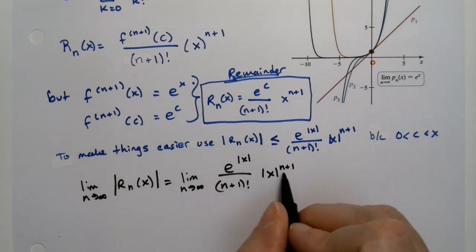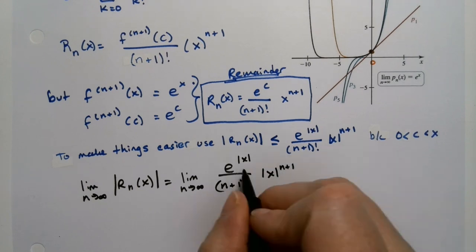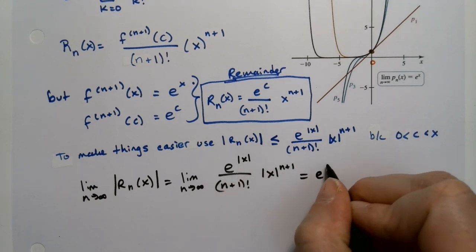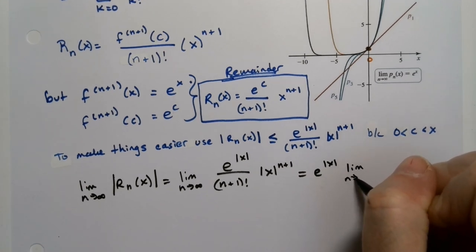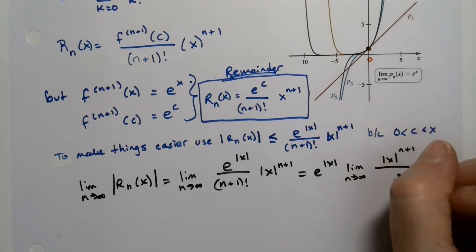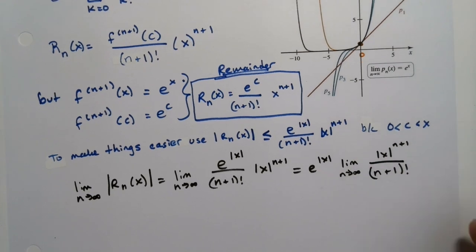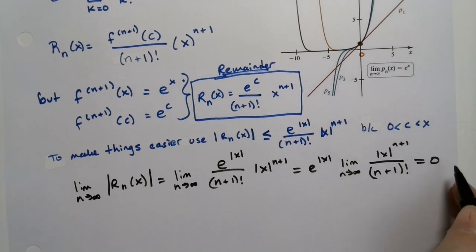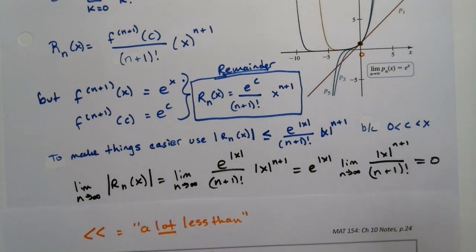And then, well, where's the n plus 1s? The n plus 1s are here at n plus 1 and n plus 1. The e to the x has no part of it. So I'm just going to pull the e to the x out. And then it's the limit as n goes to infinity of x to the n plus 1 over n plus 1 factorial. But that's 0 because the n plus 1 factorial wins. As n goes to infinity, that n plus 1 factorial will be significantly larger than the x to the n.